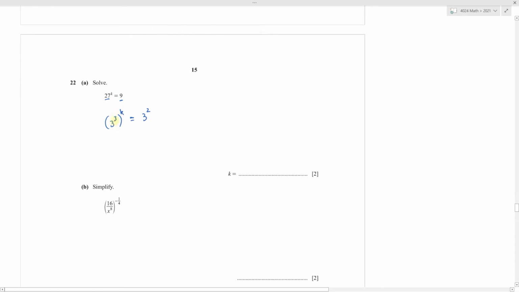And then if I bring this power in, it will be multiplied. So this will be 3 power 3k equals 3 squared. Now my base here is the same. So I can directly compare the power values, which is 3k equals 2, k equals 2 over 3.